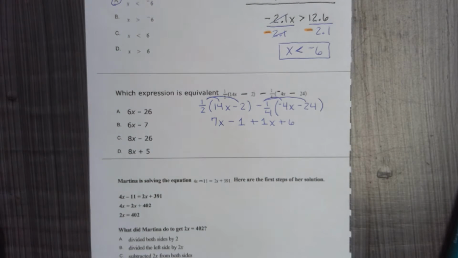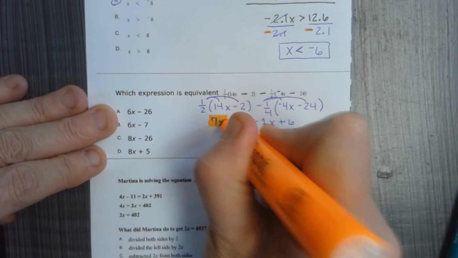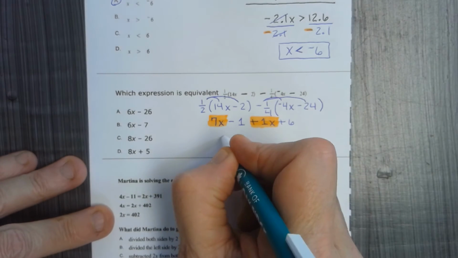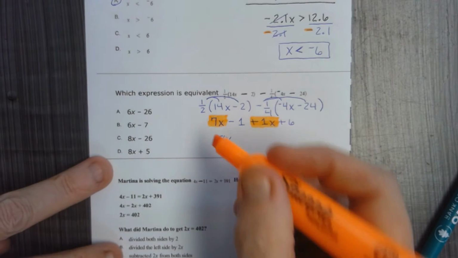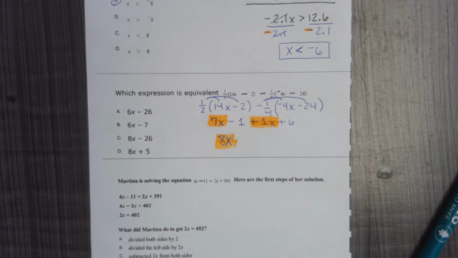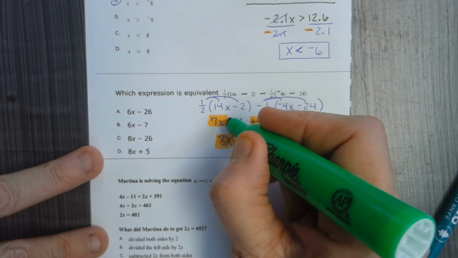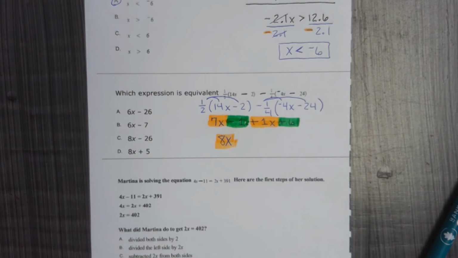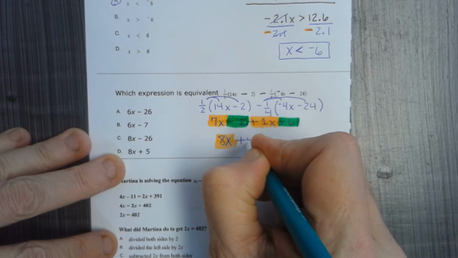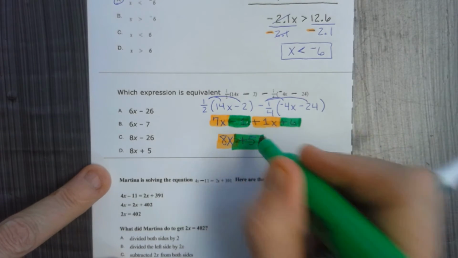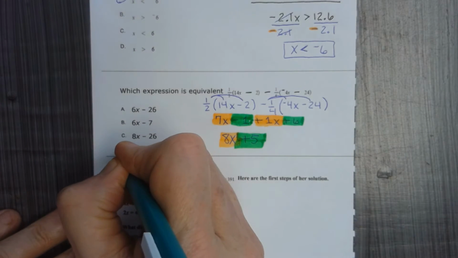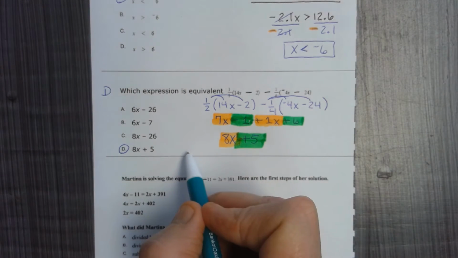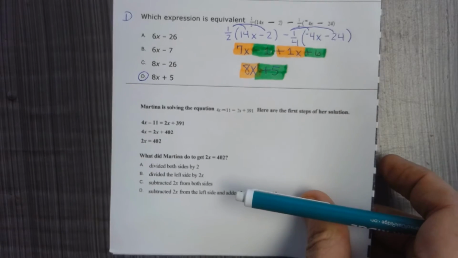Now we have to combine like terms. I have a 7x and a positive 1x that will combine to give me 8x. I have constants. That means they do not have variables. I've got a negative 1 and a positive 6. That combines to give me a positive 5. The correct answer is D, 8x plus 5. If you're listening, write free homework on this line.